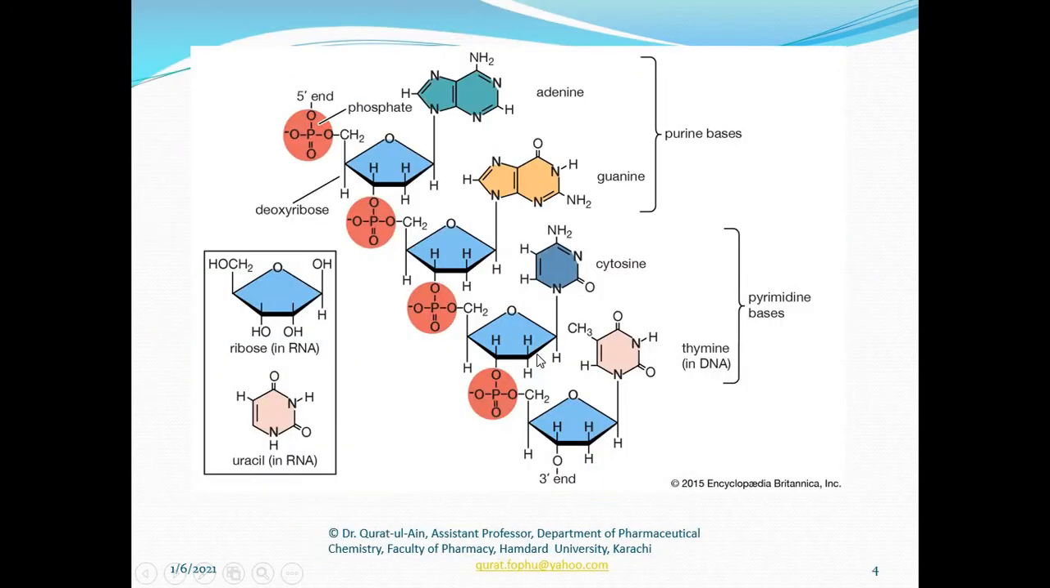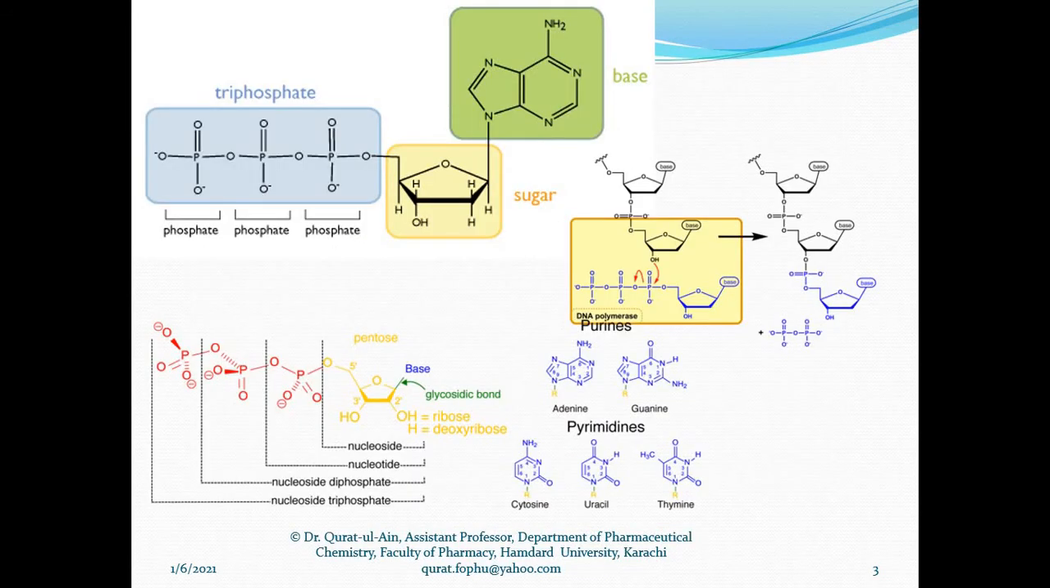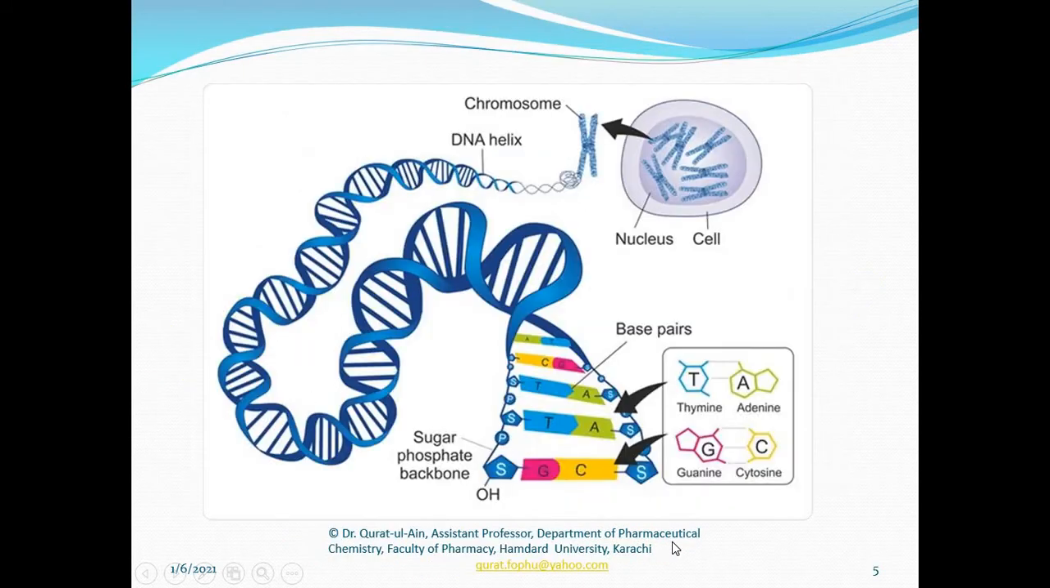But what is the difference between DNA and RNA? RNA is based on a single chain of nucleotides. RNA has ribose sugar, and RNA has uracil in place of thymine. So this was the whole basic idea of what DNA is.